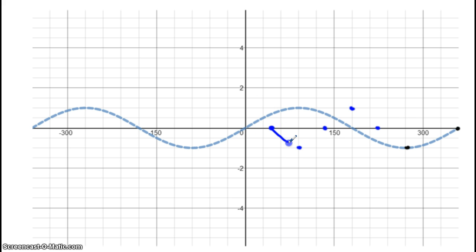Connecting these points, we have one cycle of our sine function with the 3 transformations applied. We can repeat this pattern of points to create more cycles.